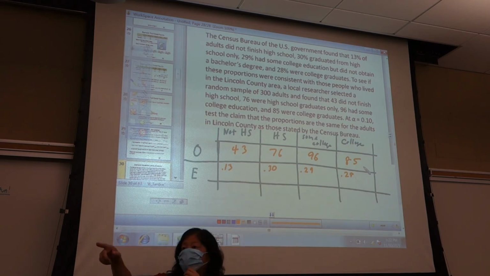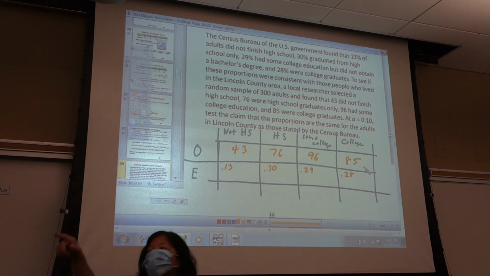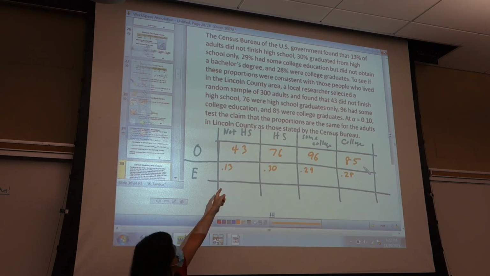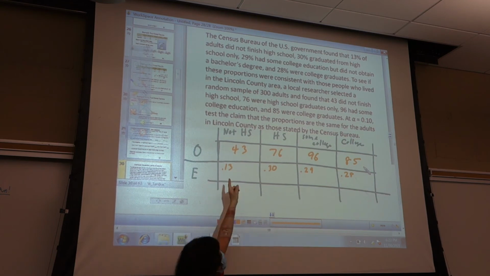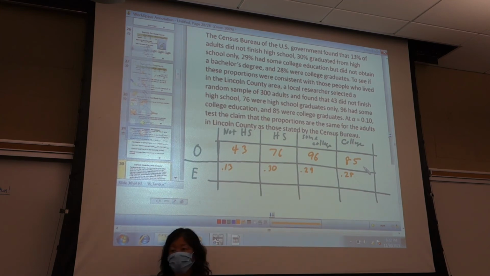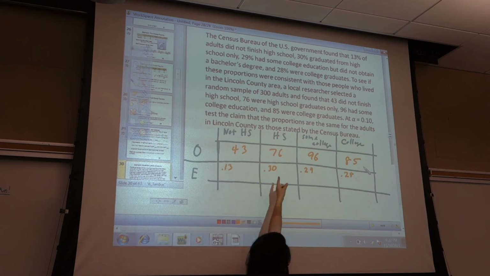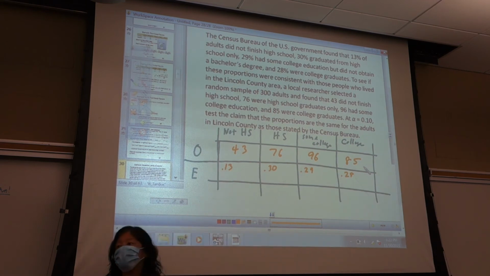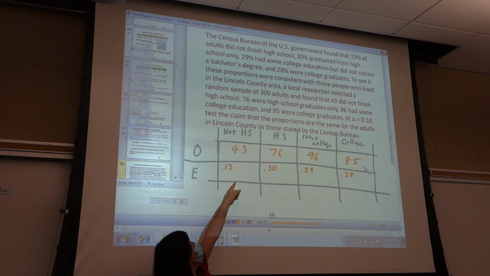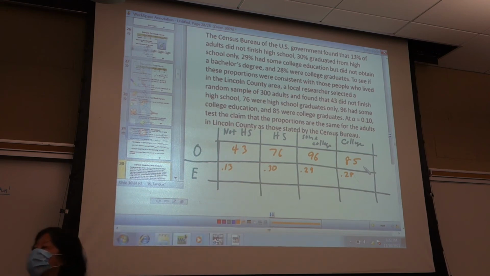So instead, what's another thing we can do? You can multiply these by the 300. Exactly. So 13% of them should not have a high school degree. 13% of how many? How many people do we have here? 300. Is that understanding where I got the 300 from? Mm-hmm. 43 plus 76 plus 96 plus 85 is 300. So 13% of these people I expect to be not high school graduates. So 13% of 300, of means multiply. So 13% times 300, that's 39.